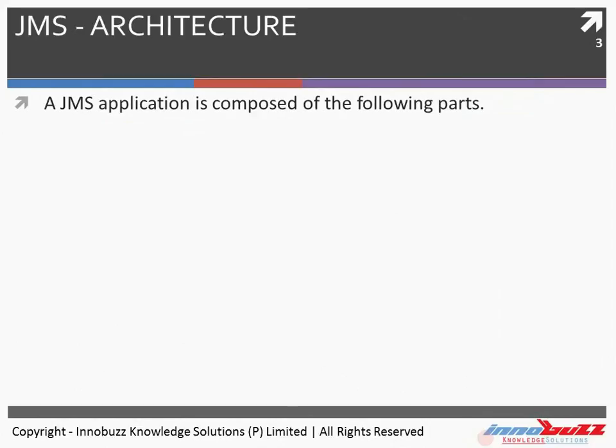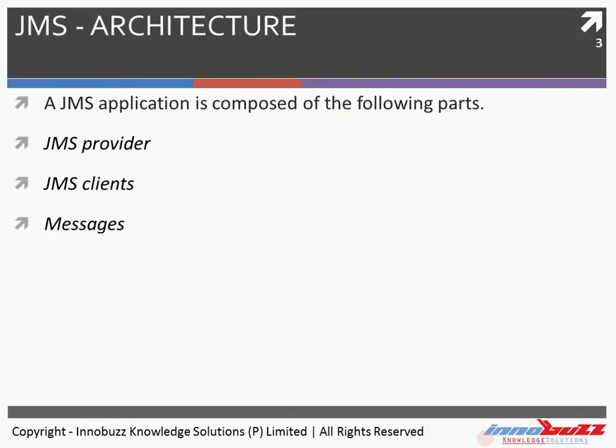Any JMS application is composed of the following parts. We have the JMS provider, which is a messaging system that implements the JMS interfaces and provides administrative and control features. JMS clients are the programs or components written in the Java programming language that produce and consume messages.